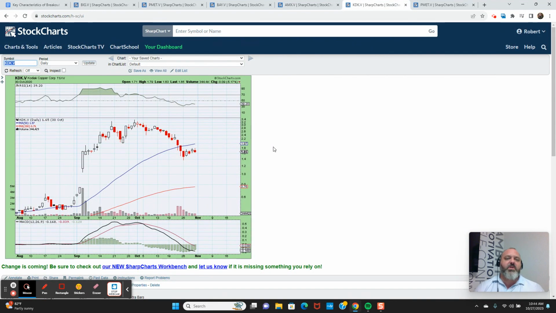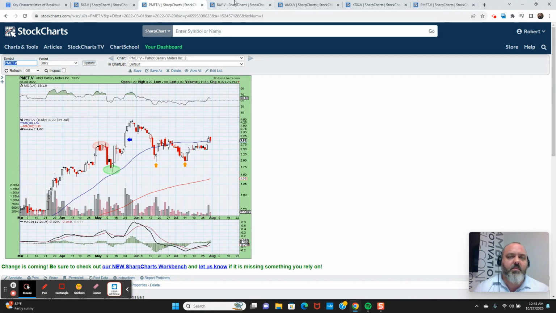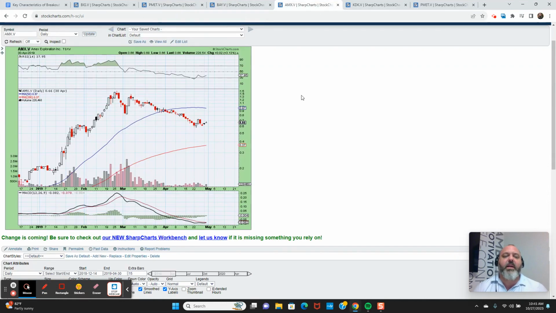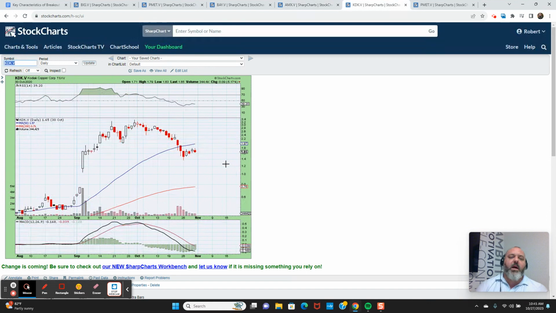And then what percentage of the total shares outstanding is that, right? And then see how the trading volume is moving as a percentage of the shares outstanding, and then compare it to other breakout stocks like Patriot, like Aston Bay, like Amex 2019, like Kodiak 2020.